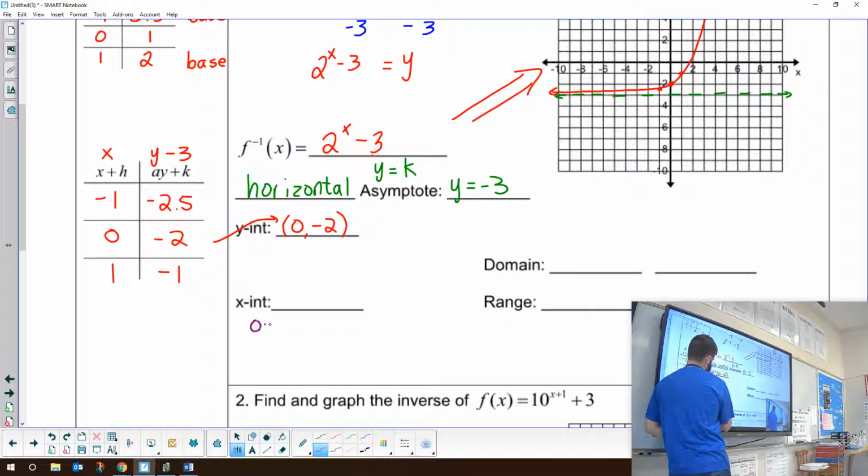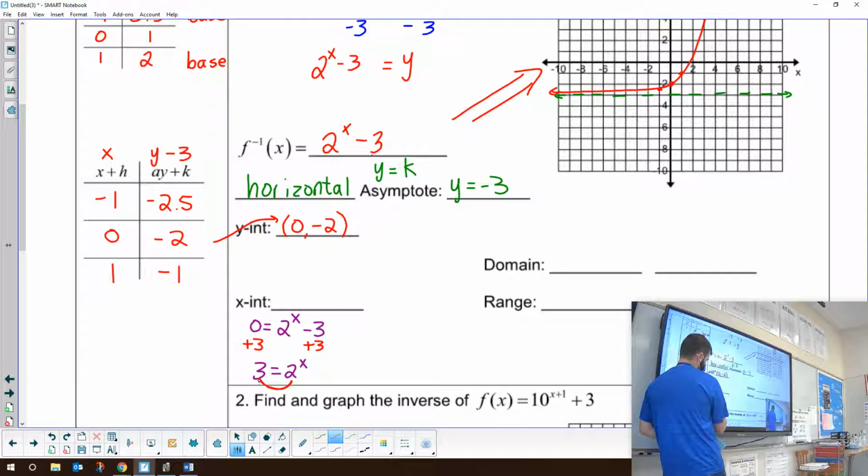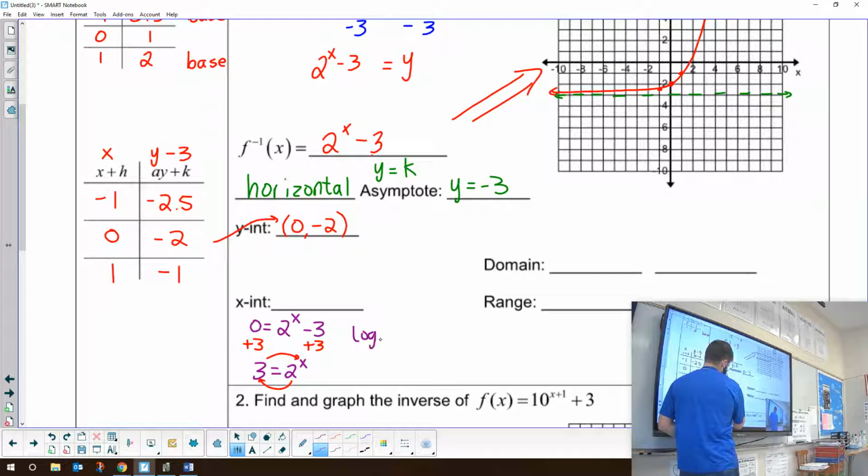So we're going to take this original equation, and we're going to plug in 0 for y. We're going to go 0 equals 2 to the x minus 3. And we're going to solve this guy. We're going to add 3 to both sides. That's going to give me 3 equals 2 to the x. Then I'm going to rewrite it as a logarithm. We're going to go log base 2 of 3 equals x.